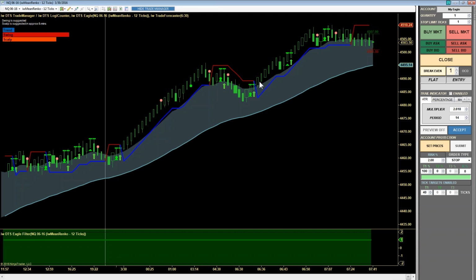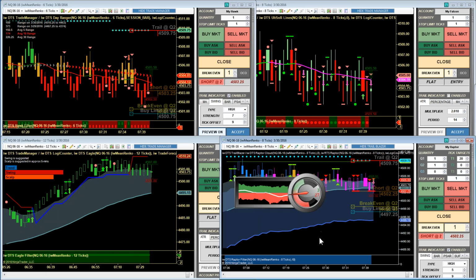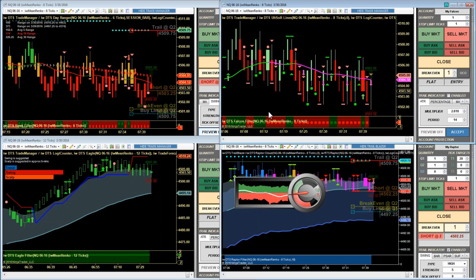Here on the Eagle, you can see that the hollow body bars would be your traditional green bars. These solid body bars would be your traditional red bars, where the close is below the open. But even here, the market is retreating and we're not looking to sell yet. We're still looking to buy because everything is still green. And then we come back with a buy signal, and there we go, big move up. These bars will not turn red until there's more of a selling bias. So it's a great question. Thank you for asking. That's why they're programmed the way they are.